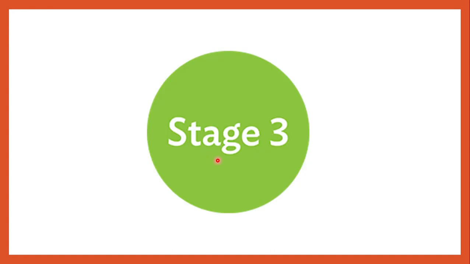In stage 3, your GFR will now be between 30 and 59, meaning that as we move further in the stages, the GFR value is decreasing. In stage 3, it will be between 30 and 59. Now you have mild or severe loss of kidney function.